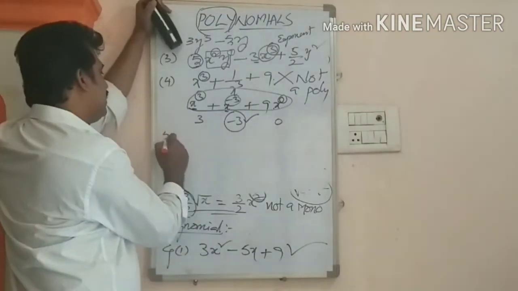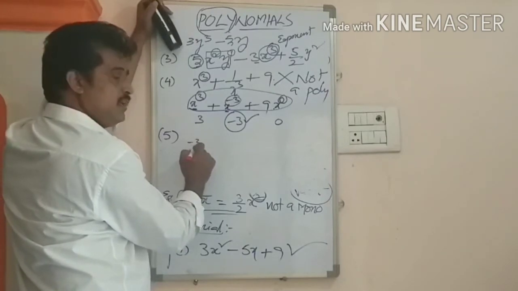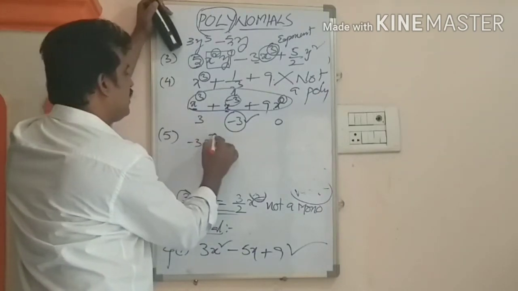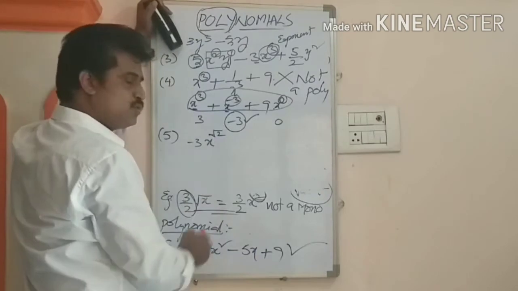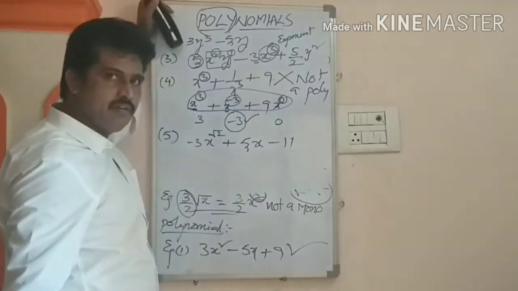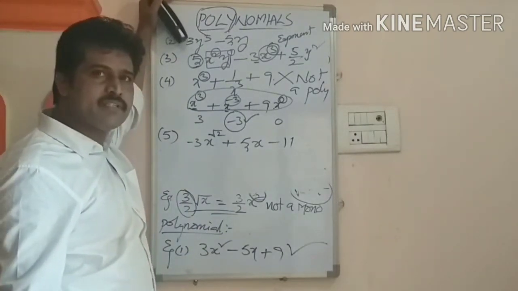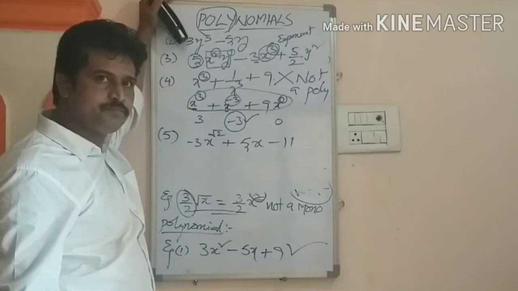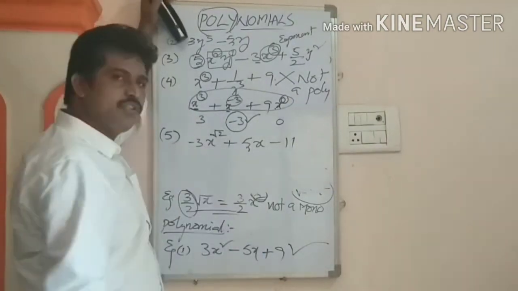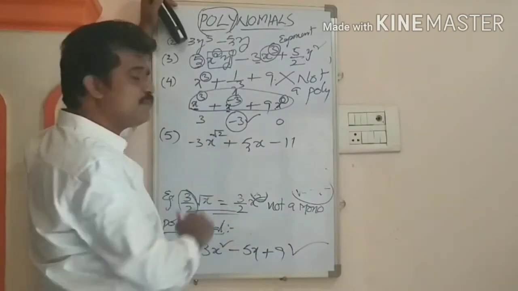One more example I will give you. See, minus 3 x to the power root 2 plus 5 x minus 11. Now when we observe this one, you may think that yes sir, this is a polynomial.